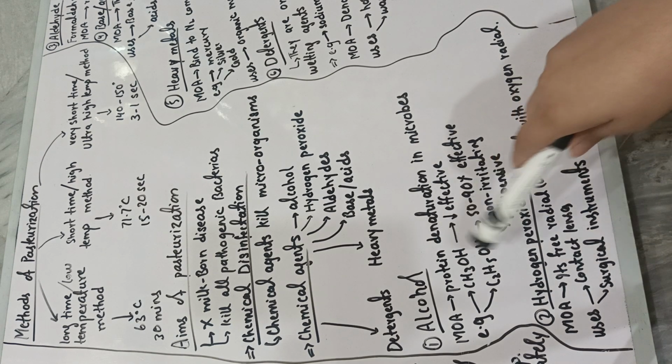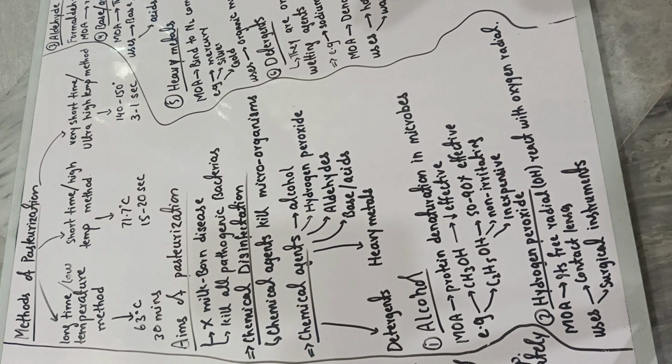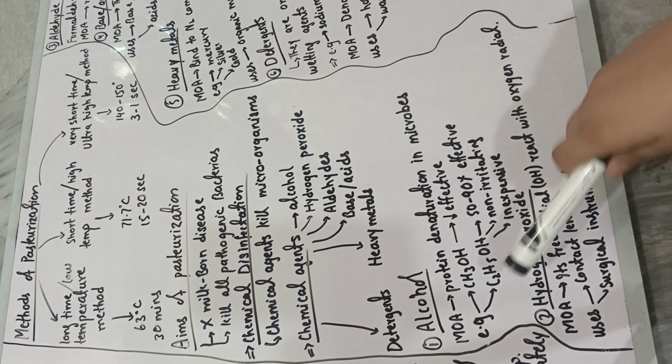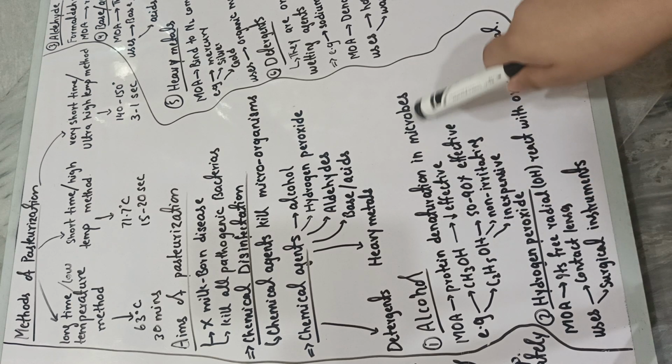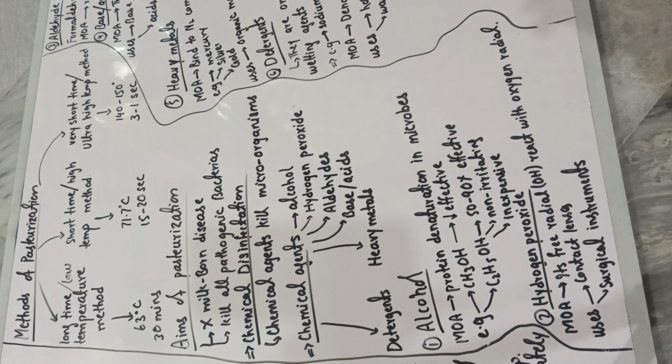So the first is alcohol. Alcohol is a very popular antimicrobial agent. What is its mechanism of action? It causes protein denaturation in microbes. You know, every living thing is made up of protein. Microbes like bacteria and fungi also contain proteins in them. If protein denaturation occurs, then the microbe cannot survive, they will die. So alcohol is causing the protein denaturation inside the microbes.